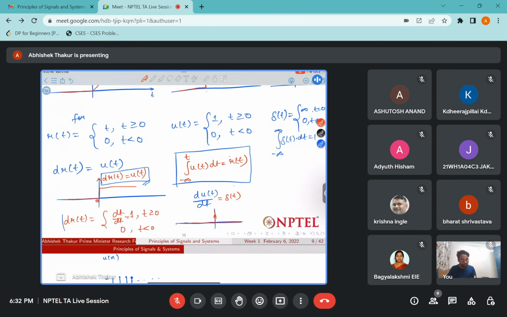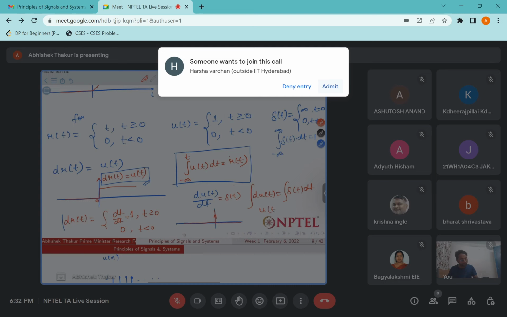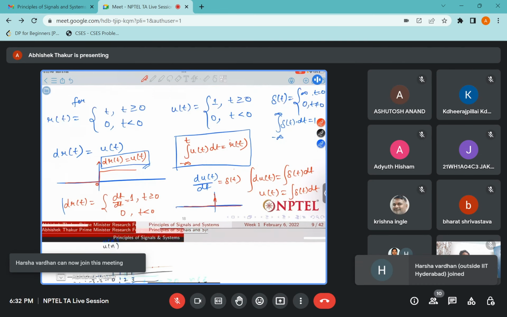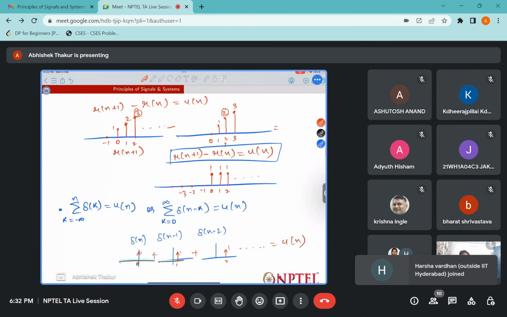So here you can see, if you do the derivative of u(t), you are getting del t. So now you can take it like this: d of u(t) is equal to del t dt. Now integrate both sides, you will get u(t) is equal to the integration of del t dt. The same you can see in the discrete domain also, that is the summation of the impulse function.